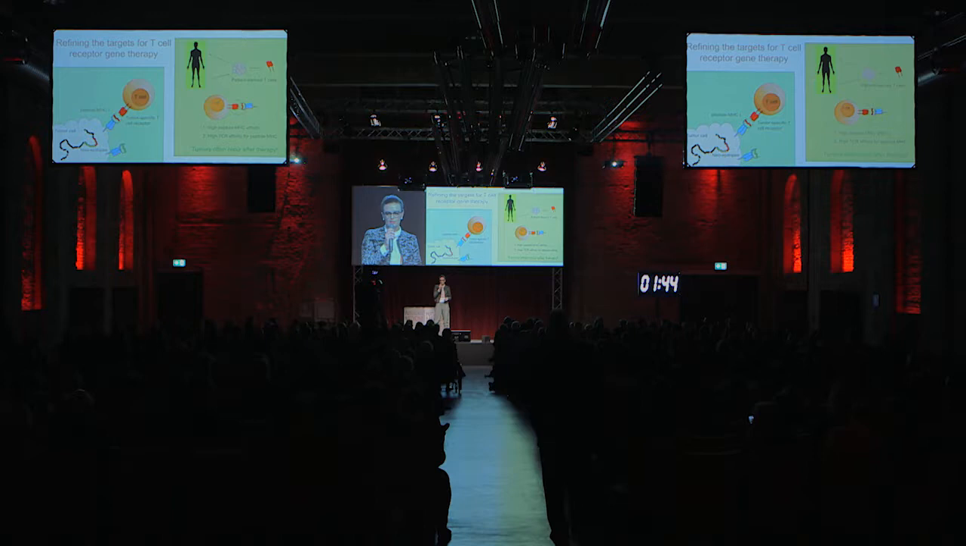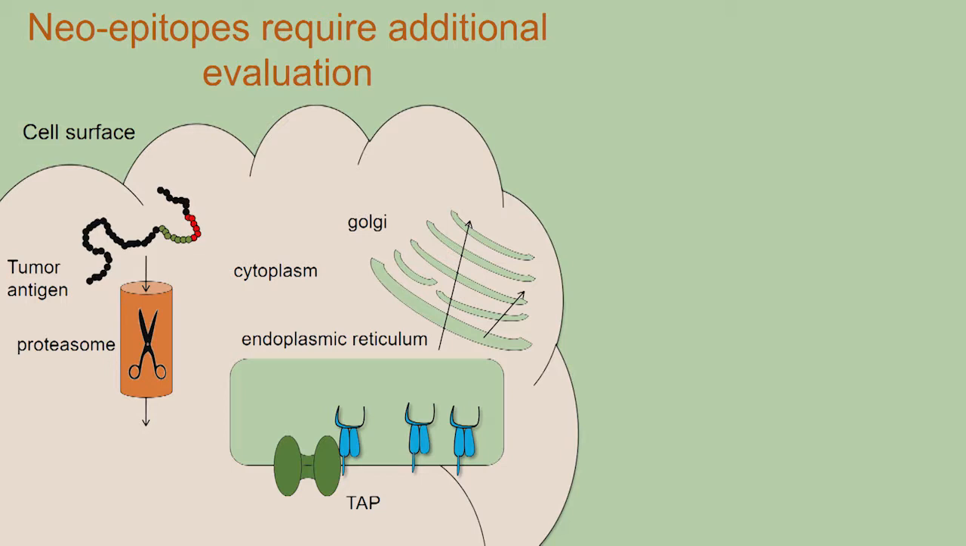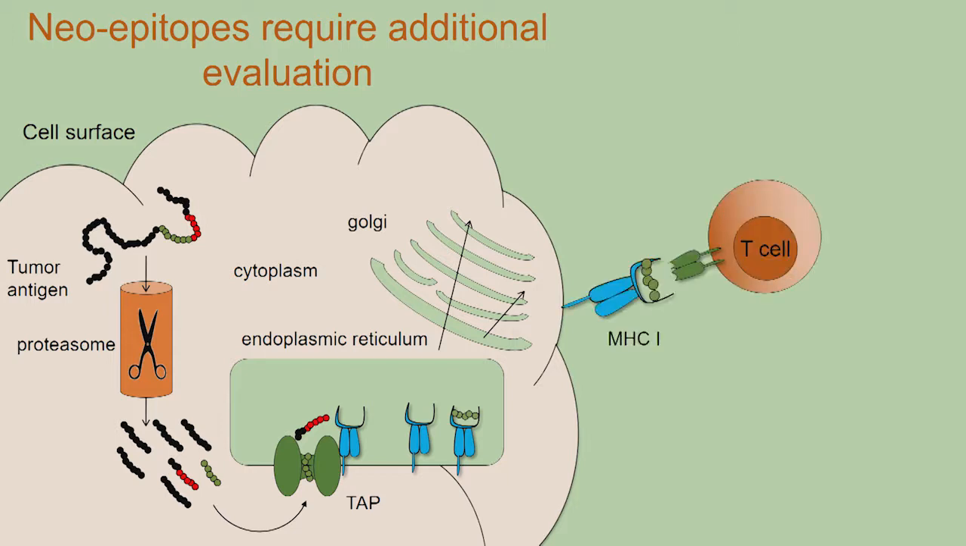So we have investigated this further, and we have seen that the neo-epitopes require additional evaluation. So in brief, the tumor antigen which contains the neo-epitopes needs to be degraded by proteasomes to smaller peptides, and these peptides are then transferred to the endoplasmic reticulum, and if they are of the correct size, they can be loaded onto the MHC class I and presented to the T cells.